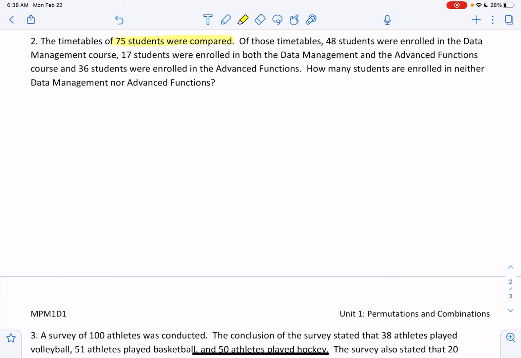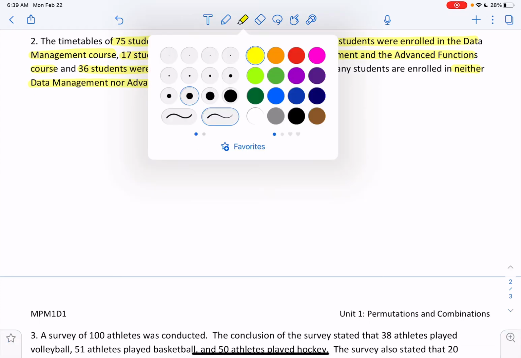Of those timetables, 48 students were enrolled in the data management course. 17 were enrolled in both data management and advanced functions. And 36 were enrolled in advanced functions. How many students are enrolled in neither data management or advanced functions? So let's draw our diagram.